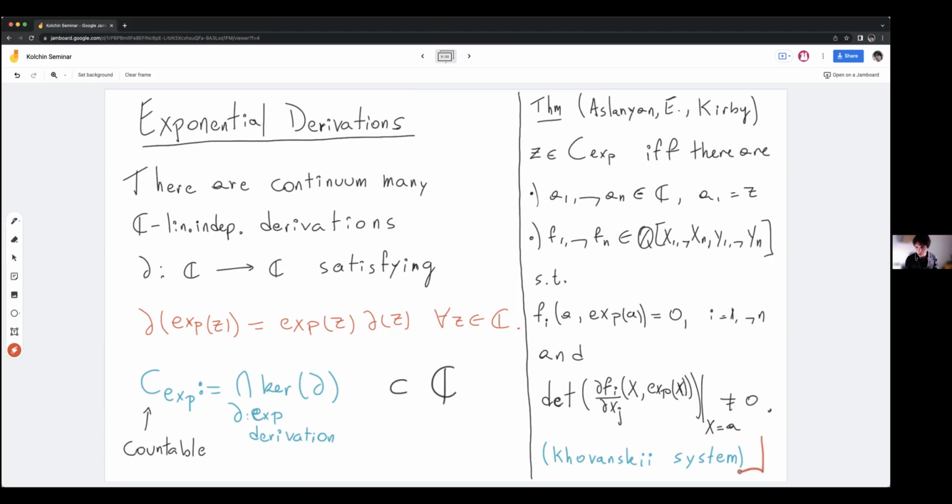This is normally referred to as a Khovanskii system of exponential polynomials. If you're able to find a system like this, where the solution of the system has as one of its coordinates the point z, then that means that z is in this field of the things that are algebraic with respect to exponentiation. So this is a theorem that was originally proven by Jonathan Kirby for the exponential function, but his method was not really well suited to be extended to other situations, specifically modular functions. I tried and I failed.